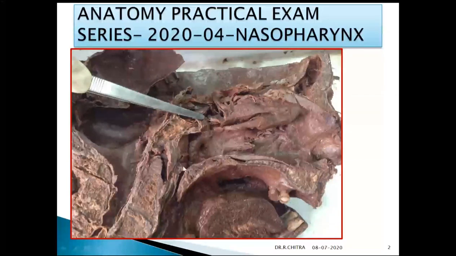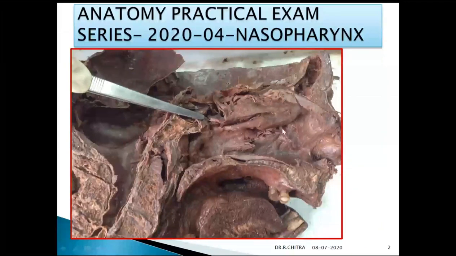What you are seeing here, just behind the nasal concha. So these are the nasal concha in the lateral wall of the nasal cavity. So this is behind the nasal concha. What is this space? It is the nasopharynx. So what are the boundaries of the nasopharynx?